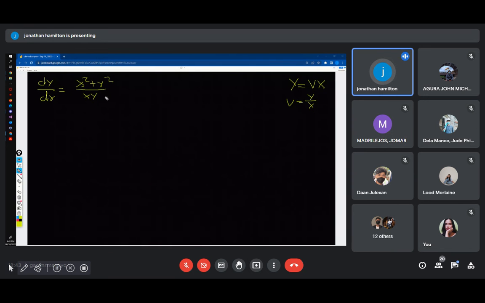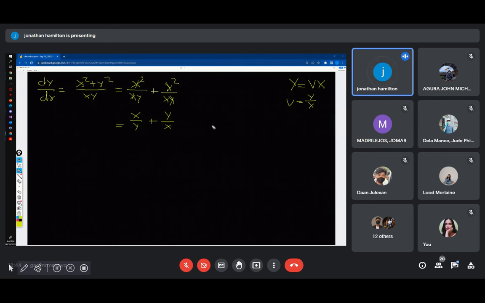So what do I mean by this? Let's try and simplify this equation. We could say x squared plus y squared over xy. So we could say this is x squared over xy plus y squared over xy. Right? It's the same concept. If we're to say this, we could try and simplify this. So x squared over xy, we cancel out and we are left with x over y, plus y squared over xy, cancel out, and we're left with y over x.